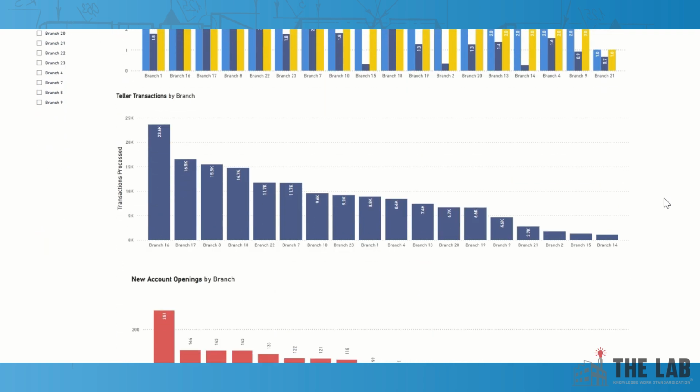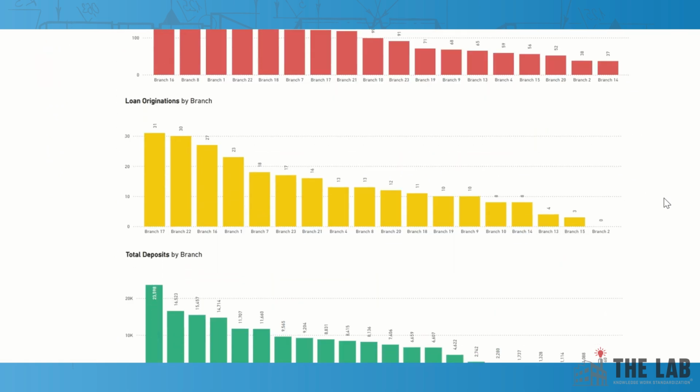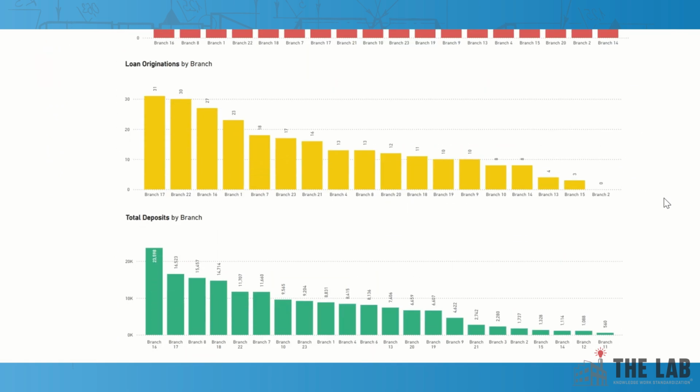Scroll down and you get comparison charts for the different workload drivers for each branch: teller transactions, new account openings, loan originations, and total deposits for the last 12 months. So it's easy to see why a branch would need more or fewer FTEs.